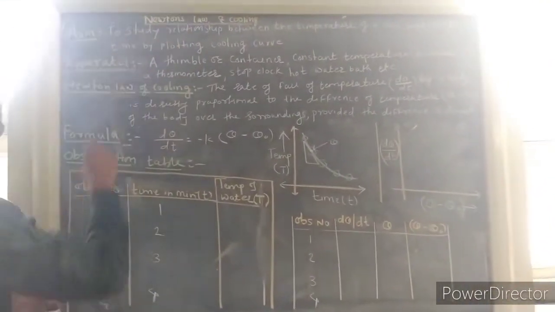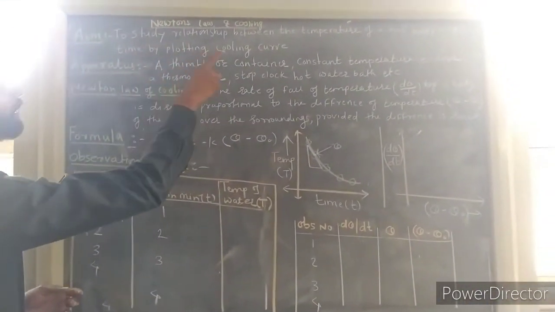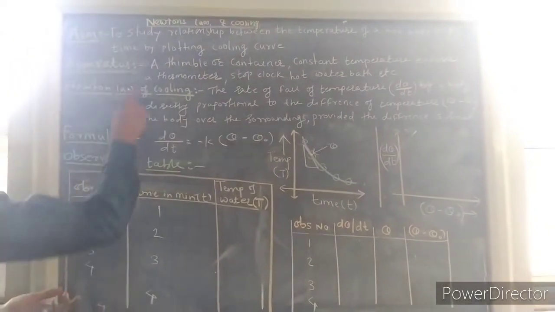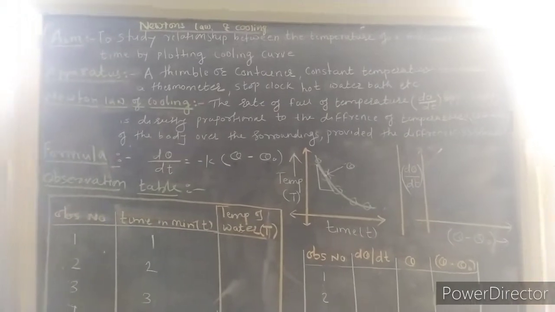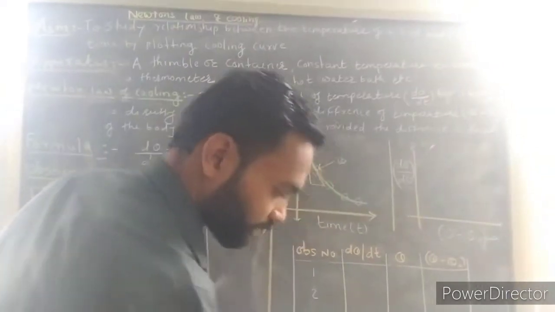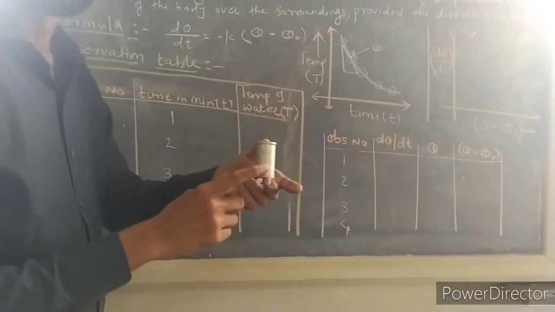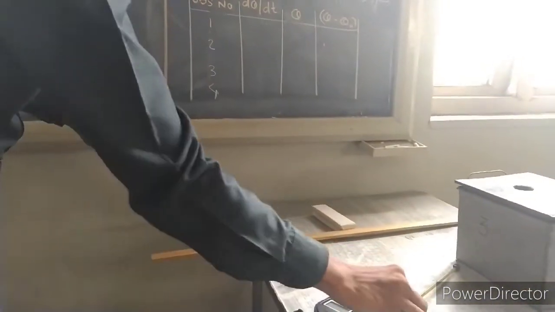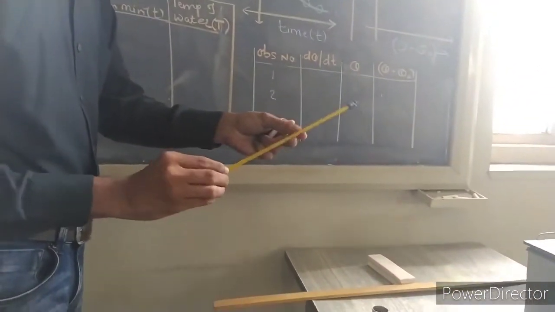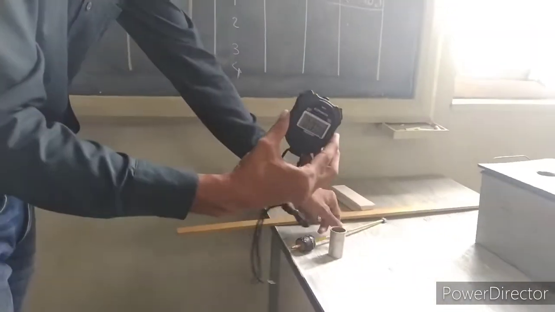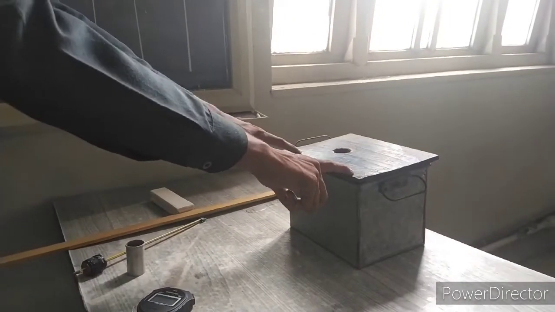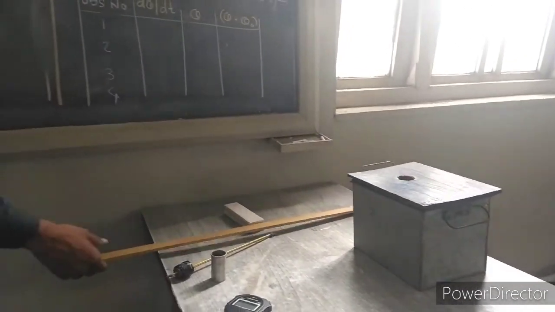Newton's law of cooling. Aim: to study the relationship between temperature of a hot body and time by plotting a cooling curve. Apparatus: calorimeter, thermometer, rubber cork, digital stopwatch, constant temperature reservoir.